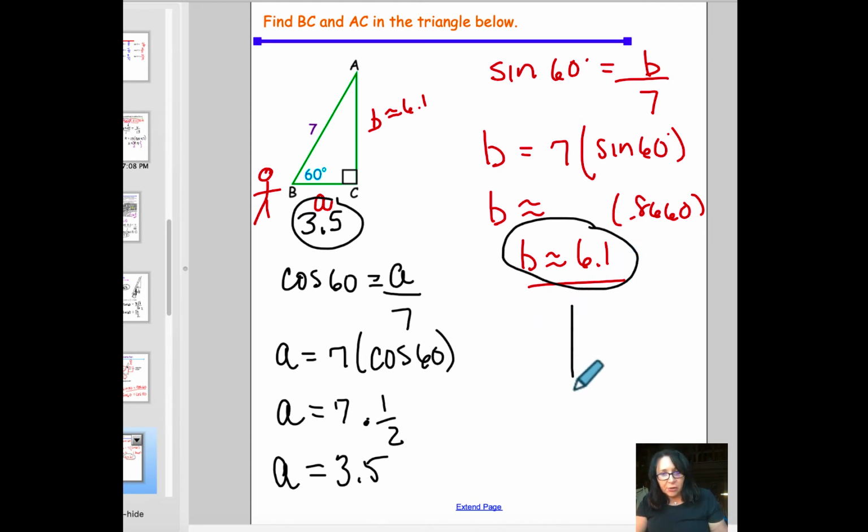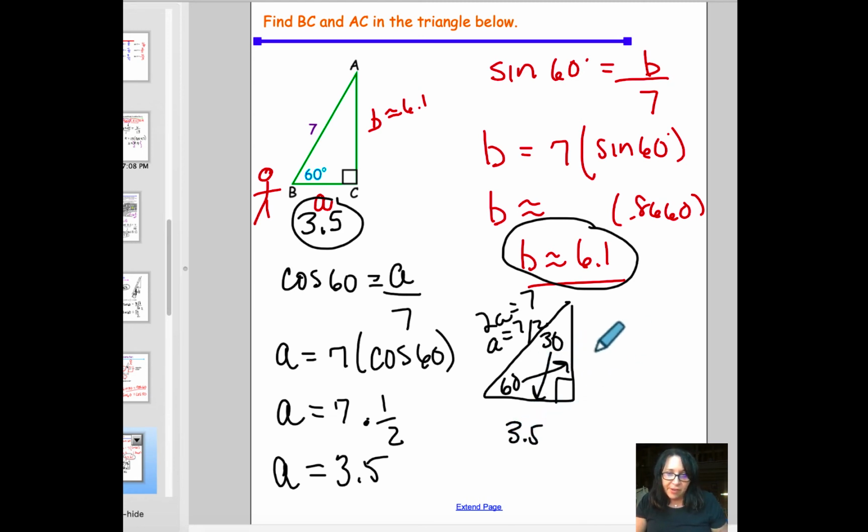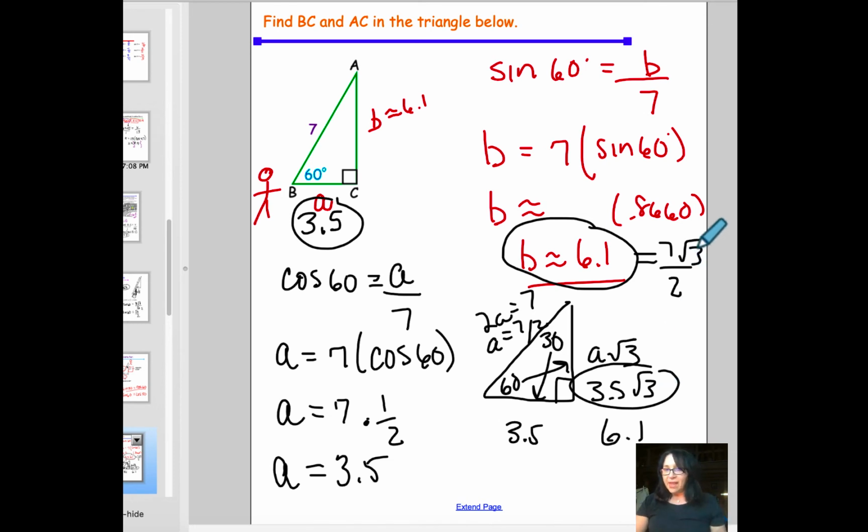There is another way that I showed you in the beginning of the video: across from the 60, across from the 30, and across from the 90, this is 2a. Well, if 2a is 7, then a is equal to 7 halves, which is across from the 30. So that means that a is 3.5, which means that across from the 60 is a root 3, which makes that 3.5 root 3. And if you type this in your calculator, you're going to get 6.1. But the point is that 3.5 root 3 is equal to 7 over 2 root 3. And so this is what we call an exact value, because it's not a decimal approximation, whereas this is a decimal approximation.